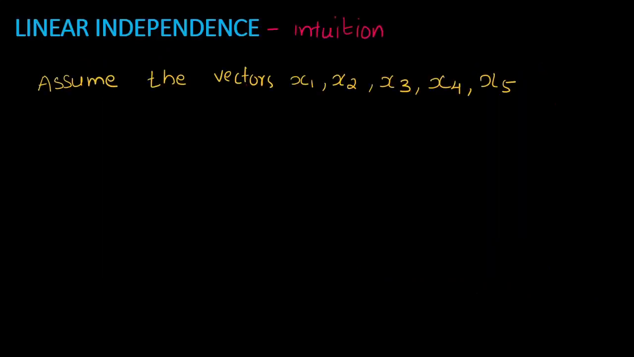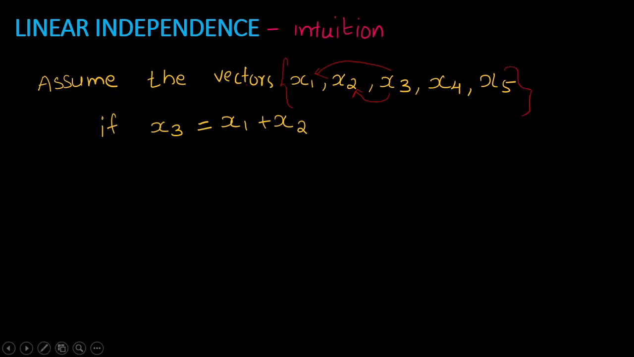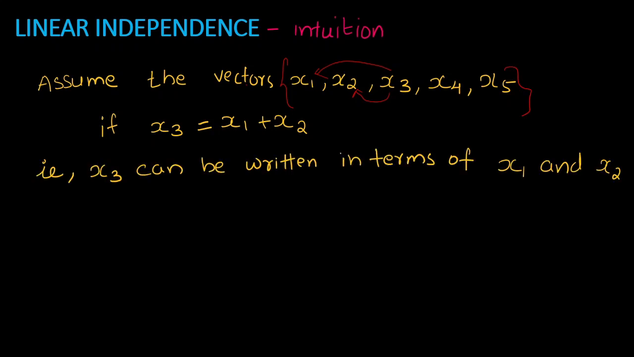Now assume the vectors x1, x2, x3, x4, x5, 5 vectors are there. If I can represent x3 in terms of x1 and x2, that means there is a dependency. That's what I said earlier. The value of x3 depends on x1 as well as x2. So there is a dependency. Based on the values of x1 and x2, x3 is also changing. So this entire set will not be independent. They are called linearly dependent.